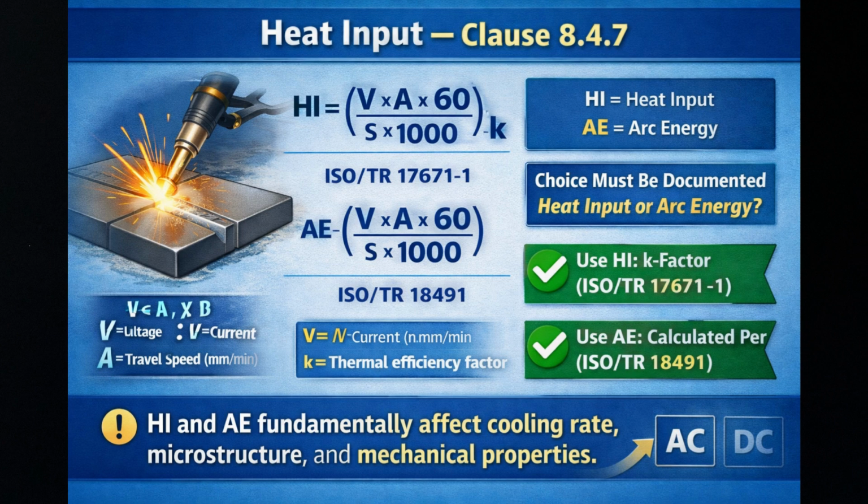The standard allows either heat input or arc energy to be used. Arc energy is calculated per ISO TR 18491. When using heat input, the K factor from ISO TR 17671-1 must be applied. This accounts for the thermal efficiency of the specific welding process. The choice of calculation method, heat input or arc energy, must be documented.